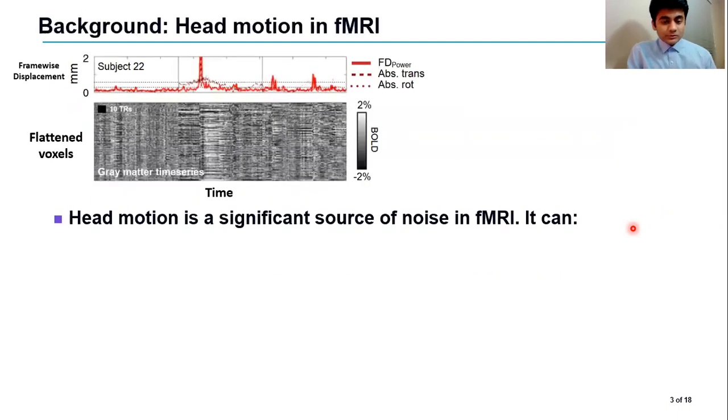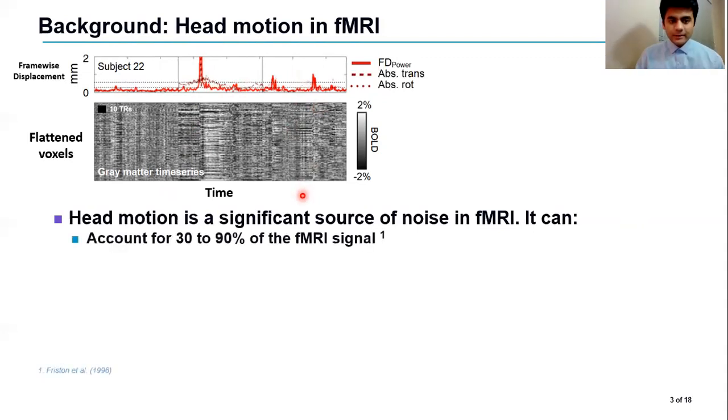So head motion is a significant source of noise in fMRI. For instance, in this plot, we have a carpet plot of a subject's image, and we can see the frame-wise displacement in red, which is a measure of the level of head motion at a particular time point. And on the y-axis for the carpet plot are the voxel intensities for a particular time point, flattened out into columns. And you can see that there are huge signal disruptions corresponding to the spikes in head motion.